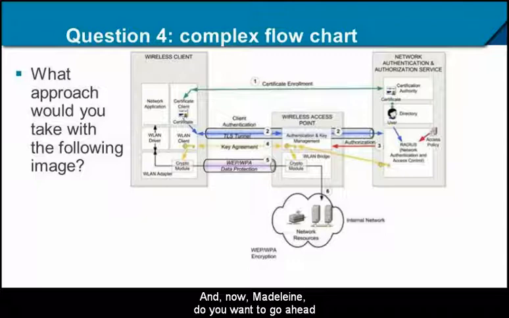And now, Madeleine, do you want to go ahead and talk about a flowchart? Thank you. Question number 4 is a complex flowchart that someone sent in and asked us how we would approach describing this image. It's quite a complicated image. We don't have the exact context, obviously, but it looks like it's about a network logon process with authentication through wireless access into a secured network.